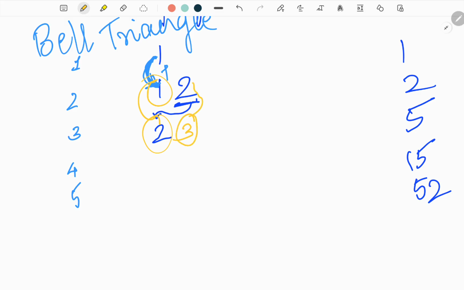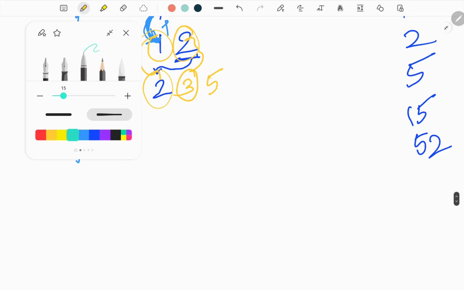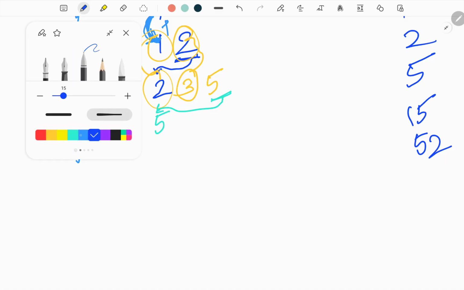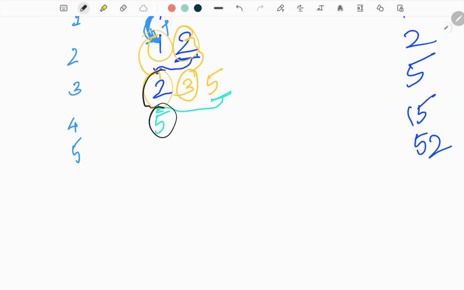Then 3 plus 2. 2 is the element above it. So 3 plus 2, when I add, I get 5. And above 5 there is no element. So I will write 5 in the next row, because 5 is the last element. I told you the last element of each row will be the first element of the next row. Then I have to add all the elements likewise. So I will add 5 plus 2.